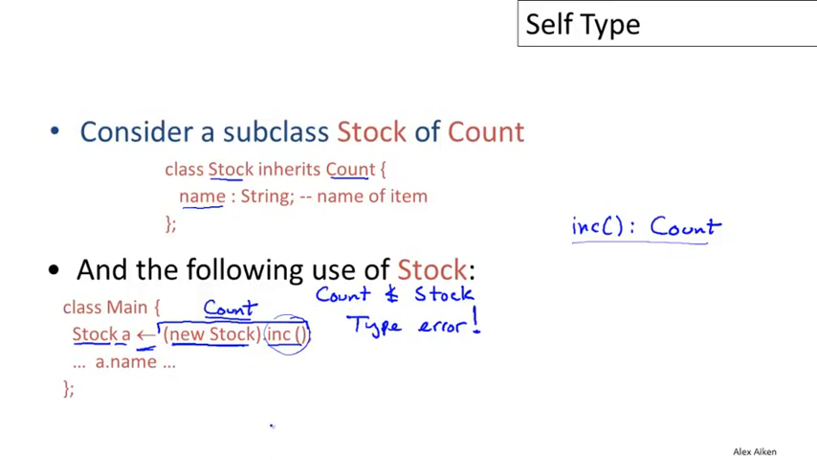And you can see that this is actually a serious problem because it's made the inheritance of the increment method pretty useless. I can define new subclasses of Count, but I can never use the increment method on them, at least not without getting back something of the parent type. And so the inheritance of the increment method is not as useful as one might have hoped.